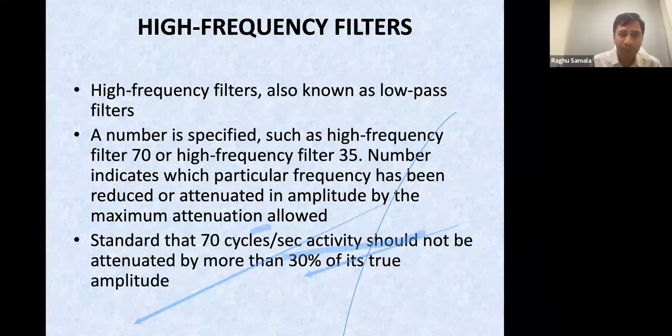For example, if I put the high frequency filter at 70, anything above 70 will get attenuated and lose its quality. But it is not that anything above 70 will not be visible. They are visible, but with a drop in amplitude. I will show you an example.